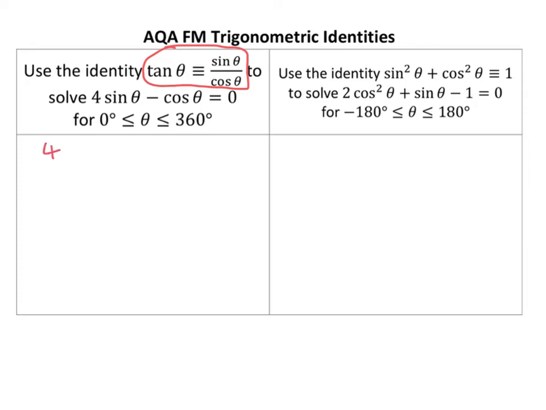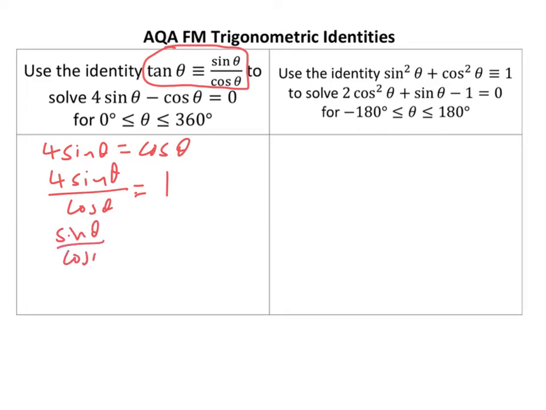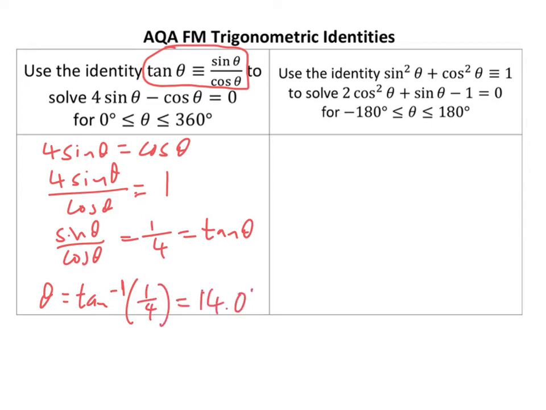So what I'm going to do first is move this, so it equals cosine of theta. You get 4 sine theta, divide by cosine, equals 1. Now I'm going to get sine over cosine, there's my tan theta, equals 1/4. So I just need to do theta equals tan to the -1 of 1/4. Stick that in my calculator, and it gives me, to 1 decimal place, 14.0.